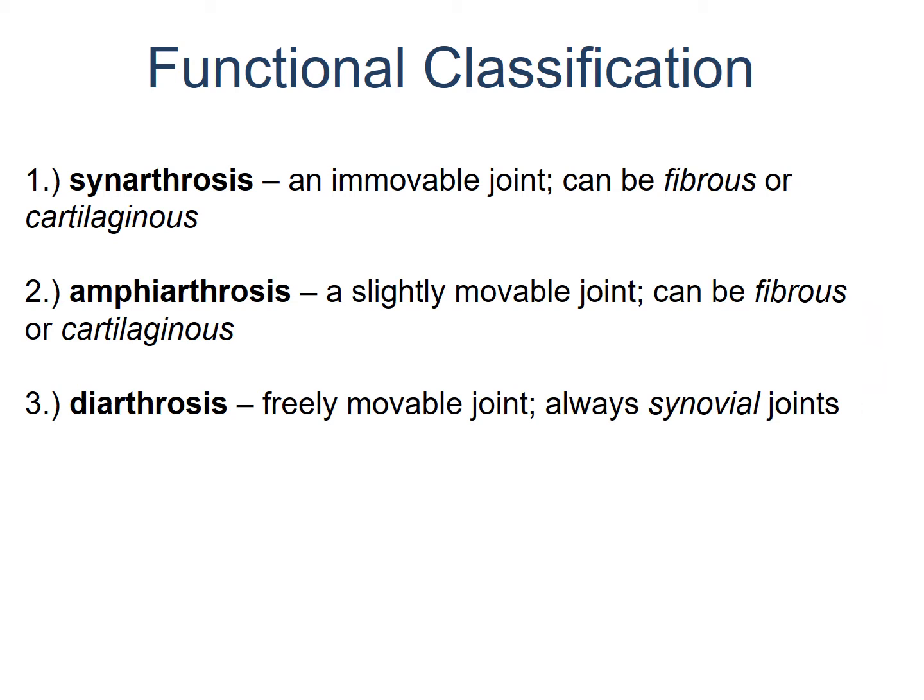The third type of joint is referred to as a diarthrosis or a diarthrotic joint. This one is freely movable. It's going to give you the greatest range of motion, and it always includes synovial joints. What a synovial joint is, we will talk about. So those are your three different types of joints when we look at functional classification: how much motion can you get out of the joint? But moving forward, we're going to focus on the structural classification.